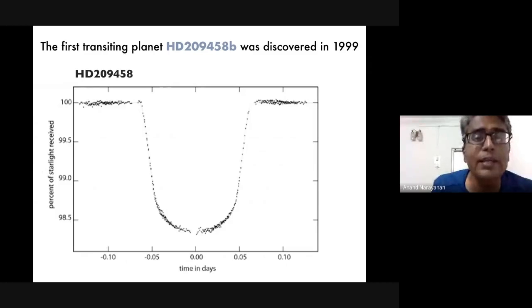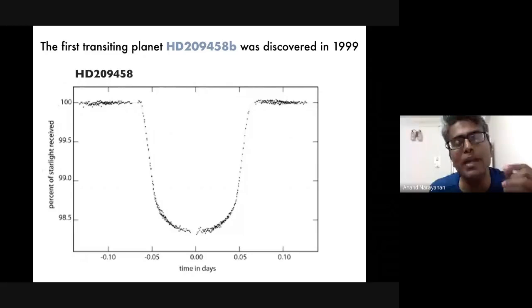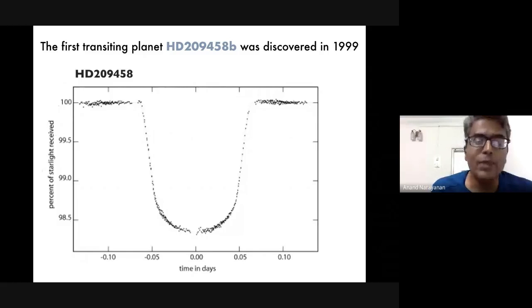So it's not like the star is going to drastically dim in brightness. When a planet transit happens, we are making a very fine measurement. The star's brightness dims by a few percent, that's all. Which means that it requires, once again, very careful observations, very precise instrumentation, etc. Okay, the transit method.